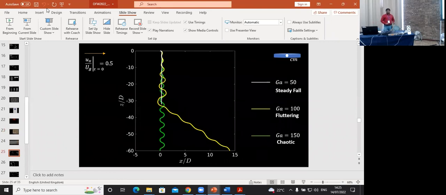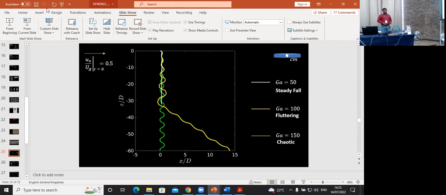Now the interesting part comes. What happens when we change the Galileo number? What change in the dynamics do we see? So here in this case, you see 3 different cases: Galileo number 50, 100, and 150, when the center of mass is situated within the body. So this is not similar to the dandelion case, but it's a homogeneous case.